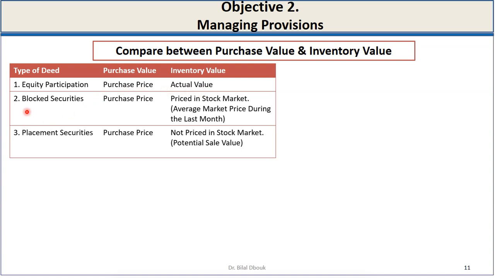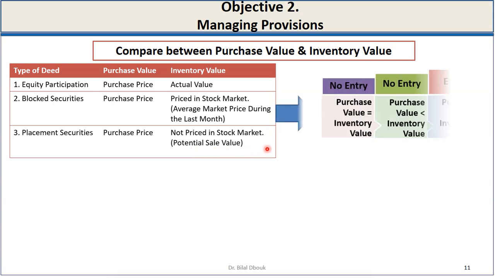Regarding the second type of financial instruments, blocked securities, we have to compare between the purchase price also and the inventory value represented by the price in the stock market, which will be the average market price during the last months. For placement securities, the inventory value is not priced in the stock market, it represents the potential sale value.